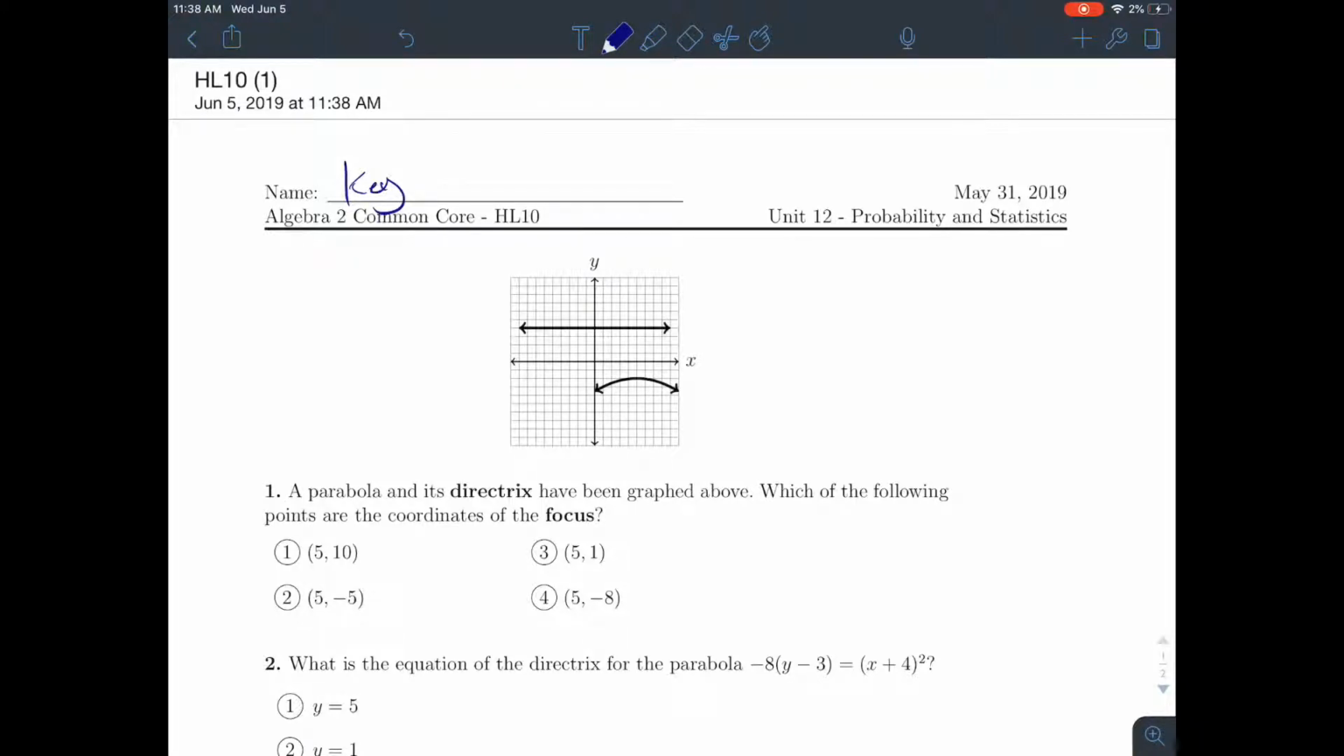So a parabola and its directrix have been graphed above. Which of the following points are the focus? So what you want to be remembering for this question is when you have this set up, you have your focus, you've got your directrix, and then the parabola goes with its vertex exactly in the middle between them.